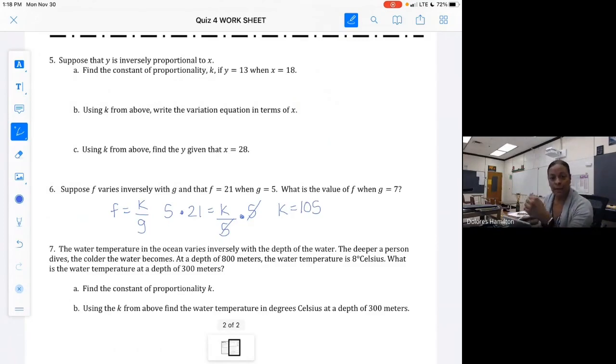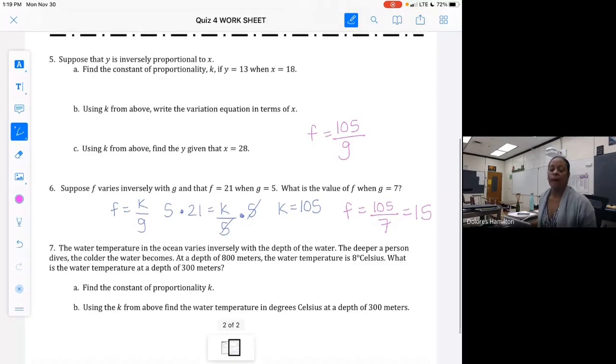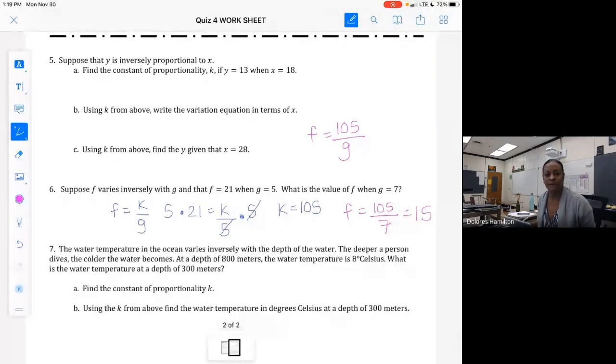So I can now write my equation. And so I can write my equation just like that. And now I can plug these in. What is f when g is 7? And we plug that in, and we get that f is 15.